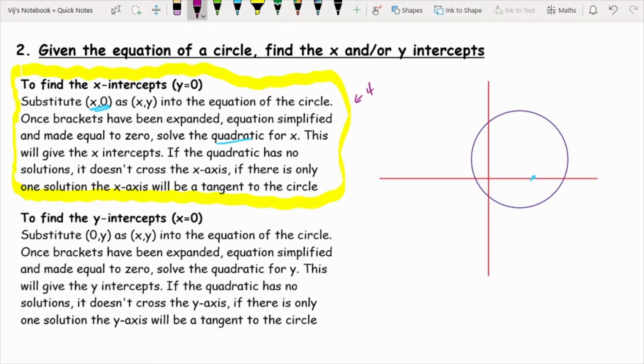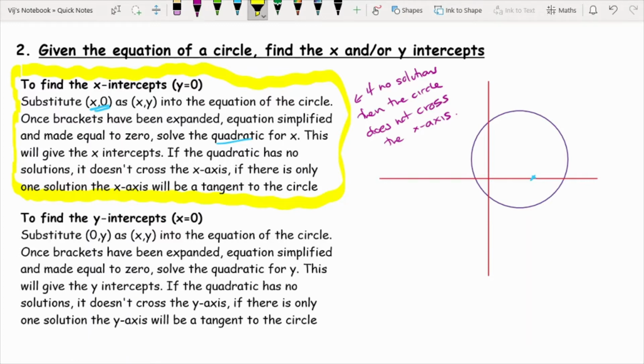So if there are no solutions to the quadratic, then the circle does not cross the x-axis. And again, it kind of links with discriminants in that case, because you'll end up with no roots, which means that there's no solutions for it.